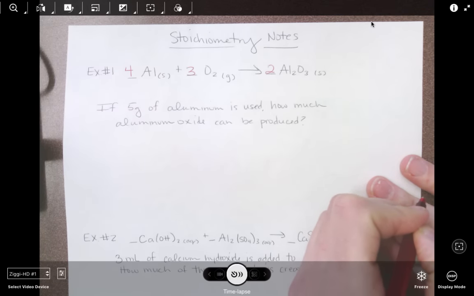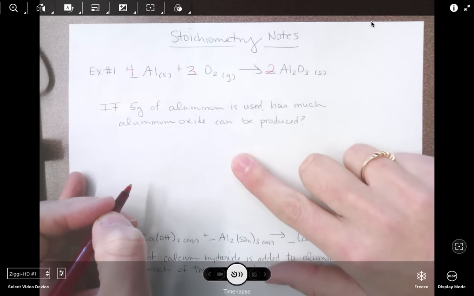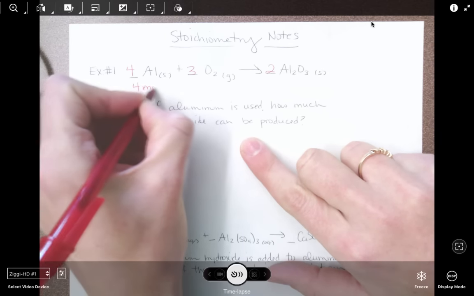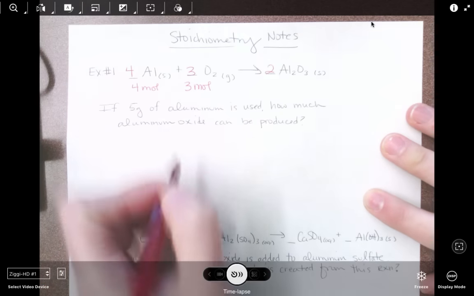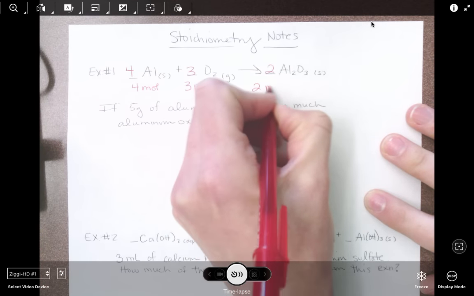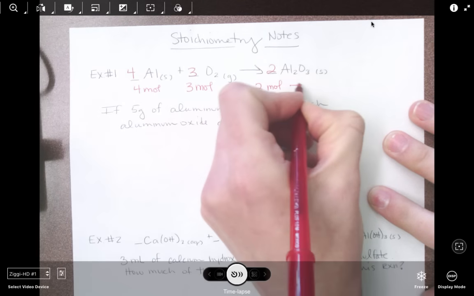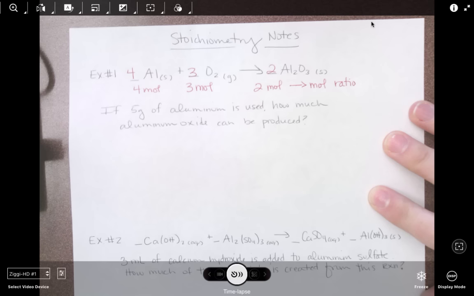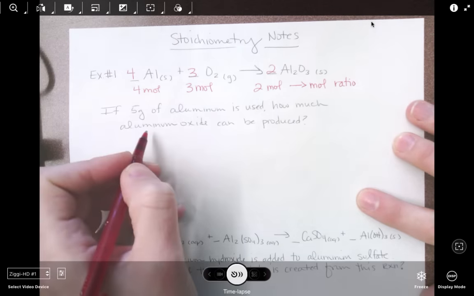Now that I have this balanced chemical equation, there's something called the mole ratio. This is showing that I have 4 moles of aluminum, 3 moles of gaseous oxygen, and 2 moles of aluminum oxide. This is called the mole ratio, and it's going to be very important when you're dealing in stoichiometry. So let's get to the question.